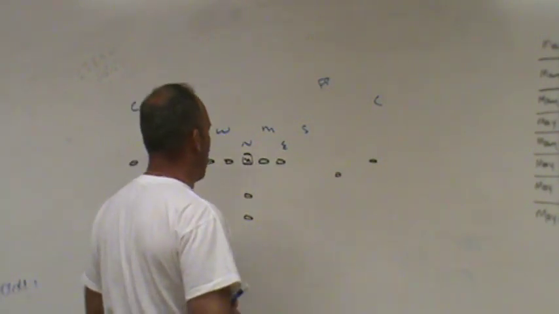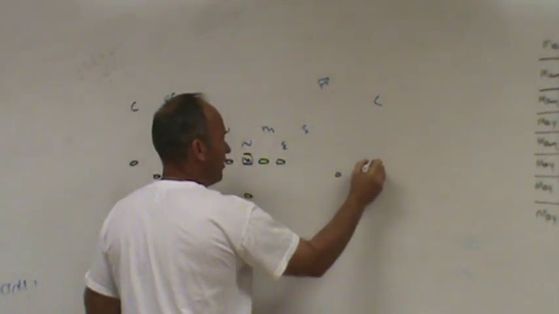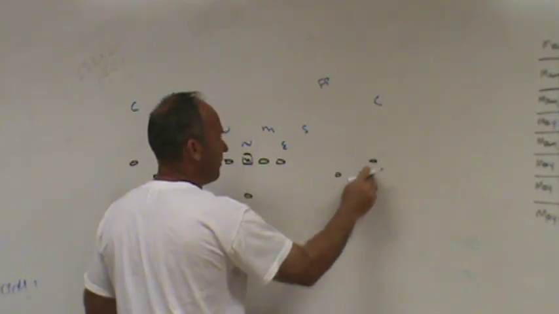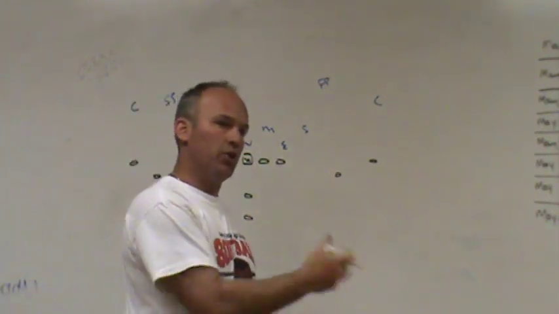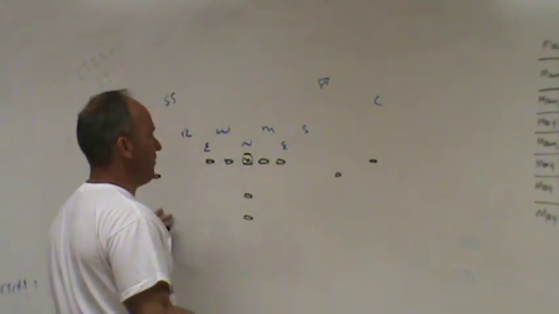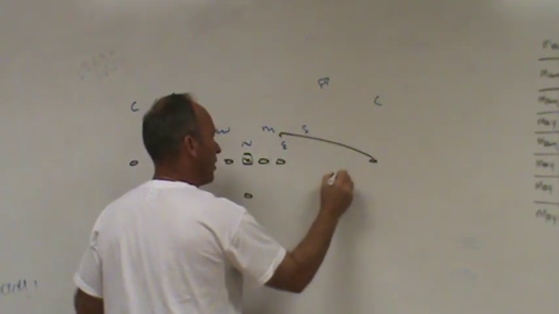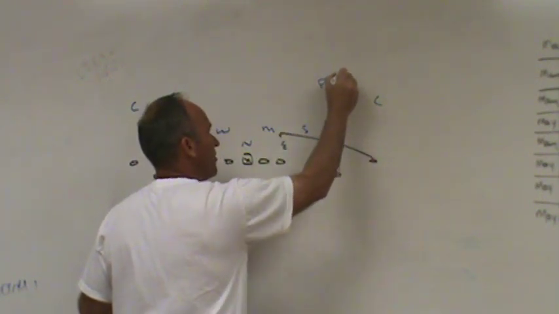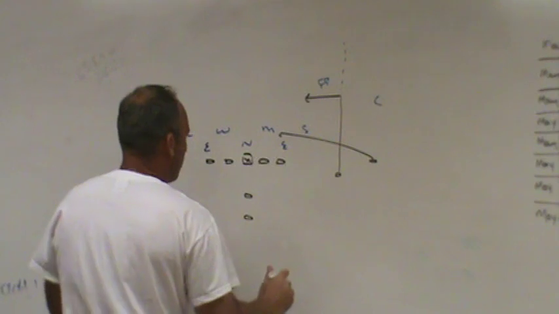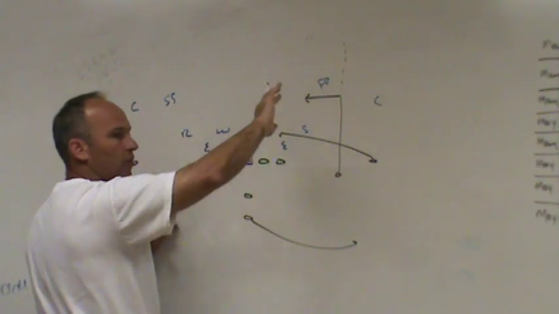So maybe for argument's sake, we might be running some type of, for instance, I don't want to necessarily say shallow cross because I wouldn't bring the shallow all the way over to the side that I was throwing the screen, but let's say for argument's sake we're running some type of sit package where we're going shallow in through here, and then we're going to read some type of seam read where this guy's either going to take the seam, or he might be bringing it back across here, and then we're working the tailback out on the front side. So we're working a front side concept and reading off the coverage that we got on the front.